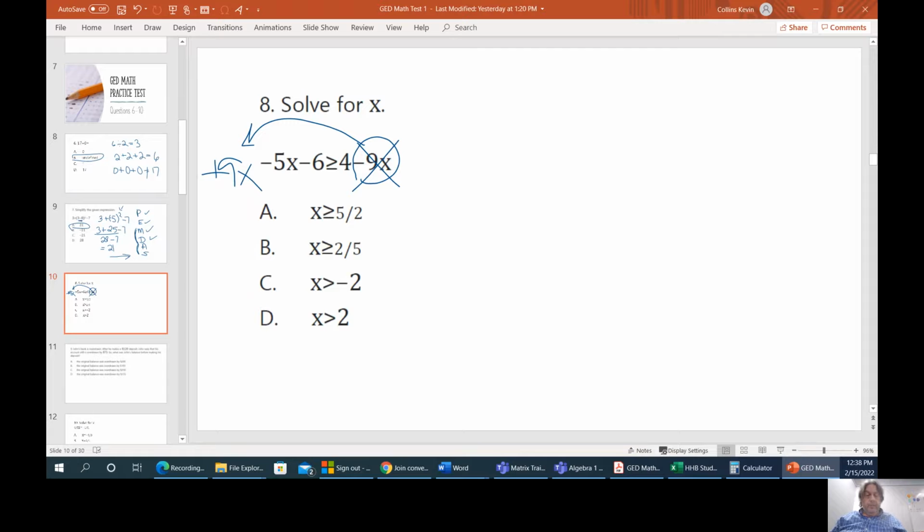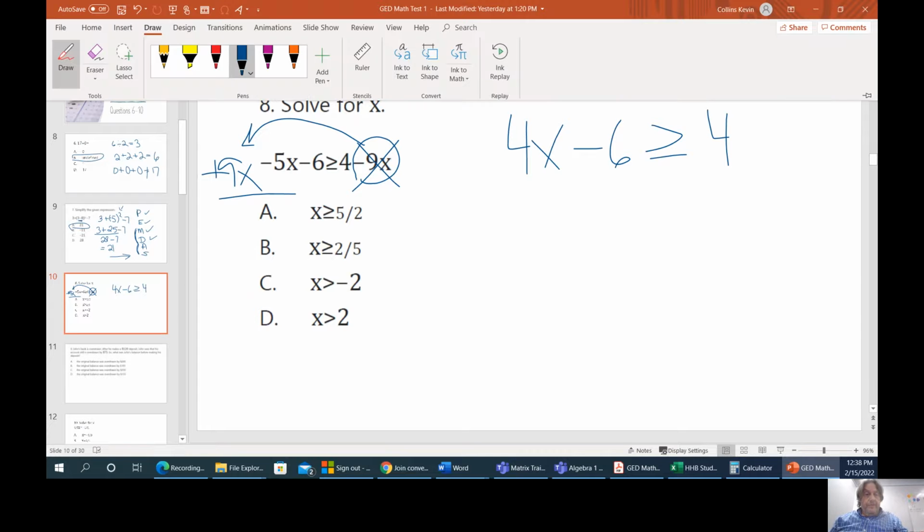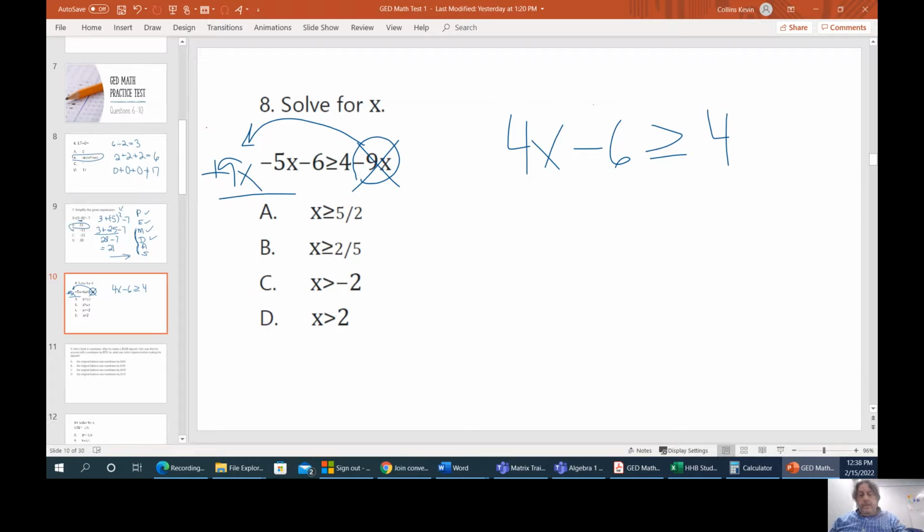He's not on this side anymore. So we put these two guys together. I've got 9 minus 5, that's going to be 4x, minus 6, less than or equal to 4. Okay, so we can do the same thing here. Let's change up the colors just for the heck of it. So I can take this negative 6, move him to the other side simply by changing the sign. Now he's gone from over here. Put these two guys together.